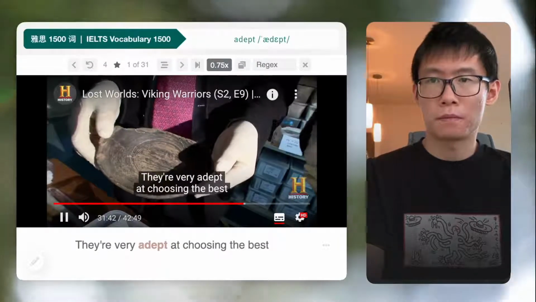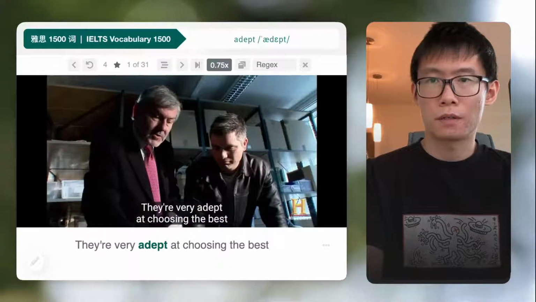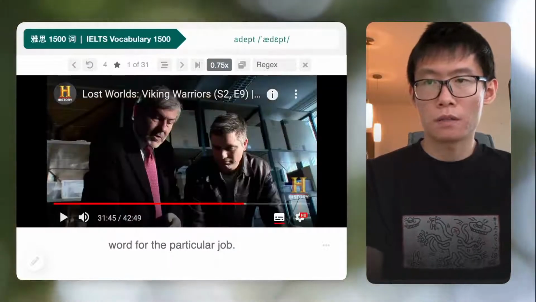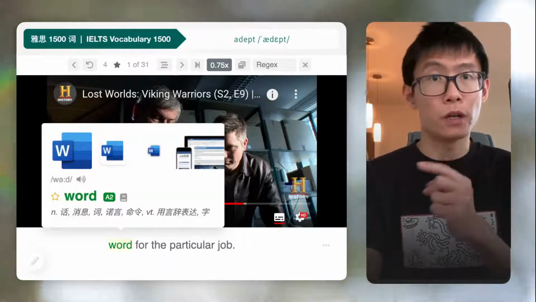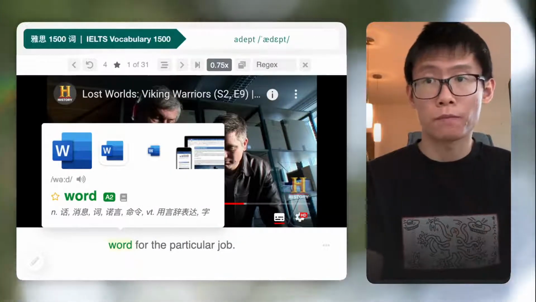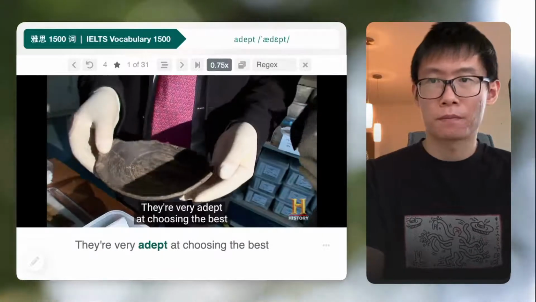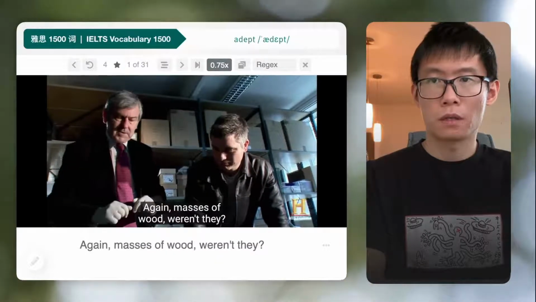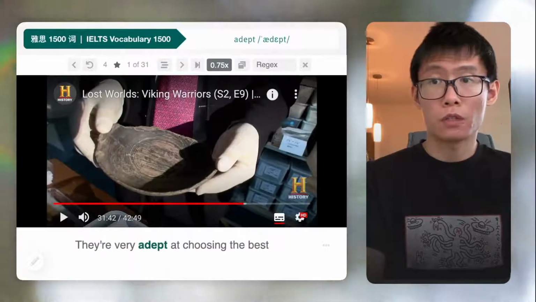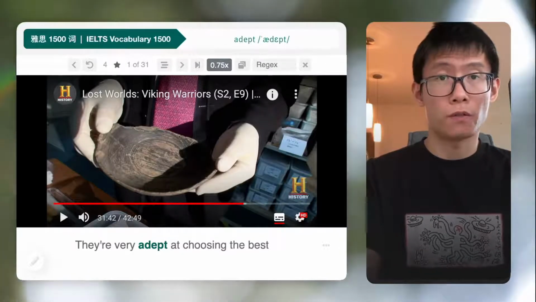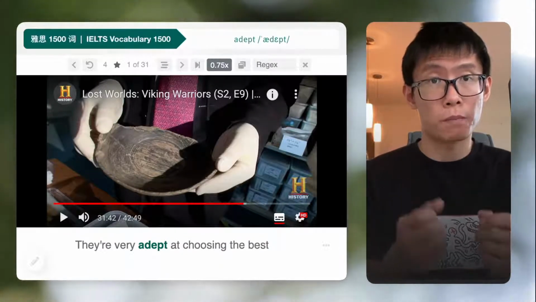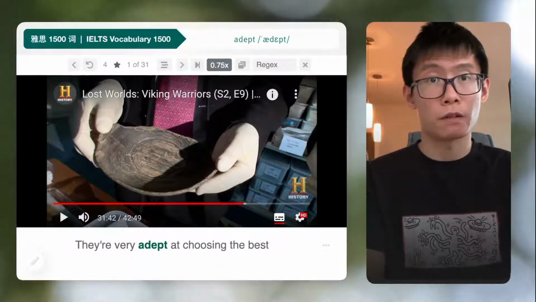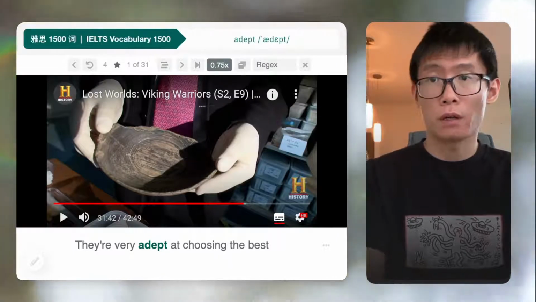They're very adept at choosing the best wood for the particular job. This is not supposed to be word, it's wood. They're very adept at choosing the best wood for the particular job, right? So they're very good at picking the wood. 选择这个木材非常的娴熟 adept.